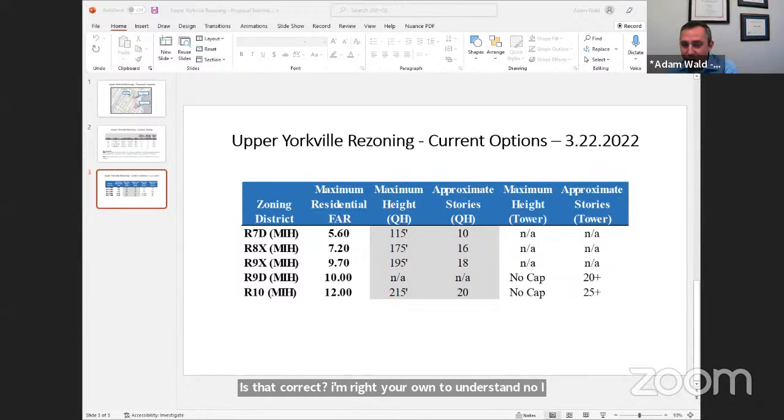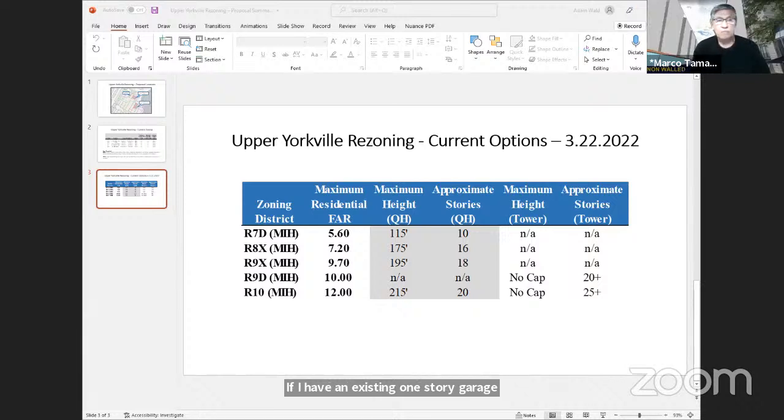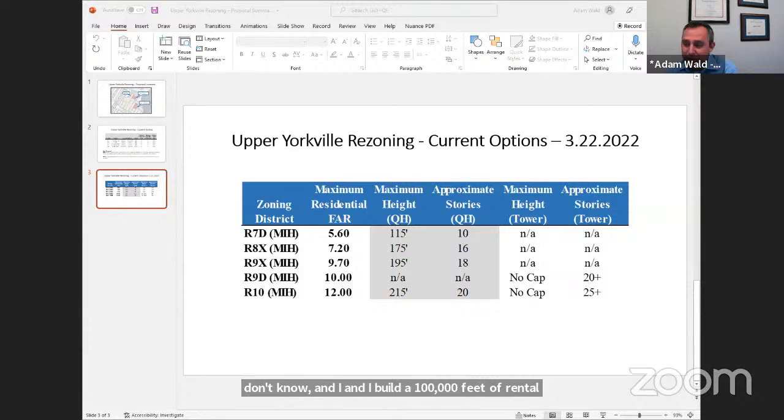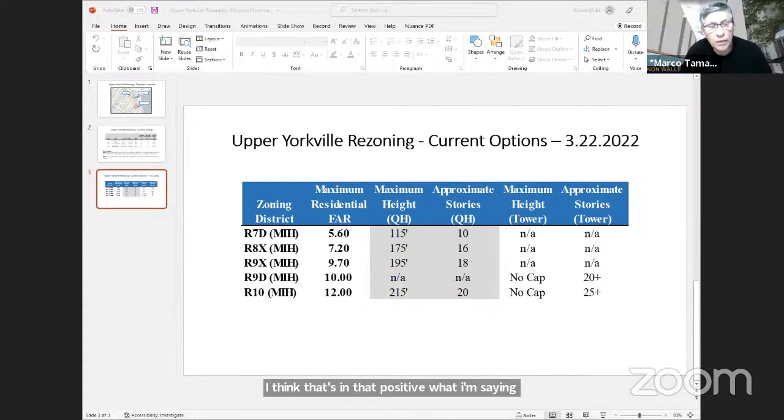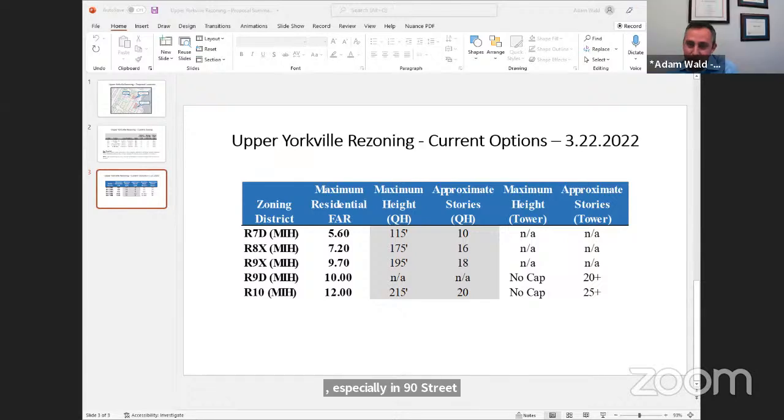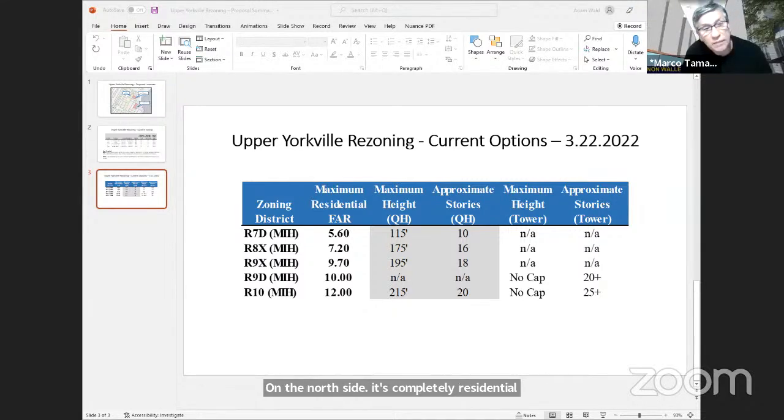If I have an existing one-story garage building and I build 100,000 feet of rental housing and I have 30% of it as affordable units, I think that's a net positive. What I'm saying to you is, I know more or less exactly what you're saying because I've studied it deeper now, but I'm still having some difficulty understanding your point of view. I saw that there is some residential, especially 90th Street on the north side, which is completely residential. For instance, one property has 20 units, another has 17 or 20. So my question to you is, if this property becomes R10, do they have the 10 or 15 existing plus extra affordable housing, or just only the mandatory, whatever it is?